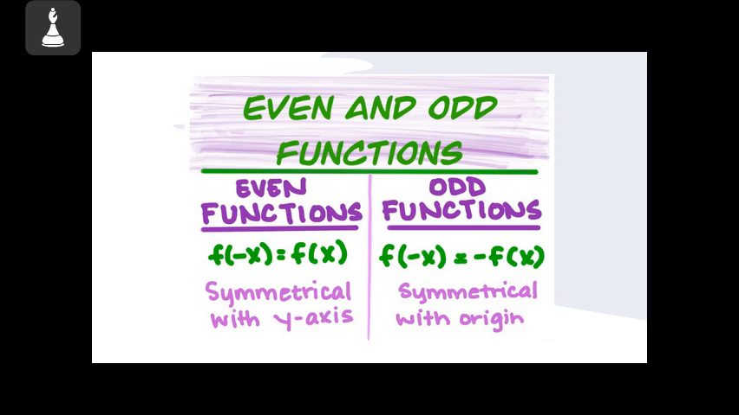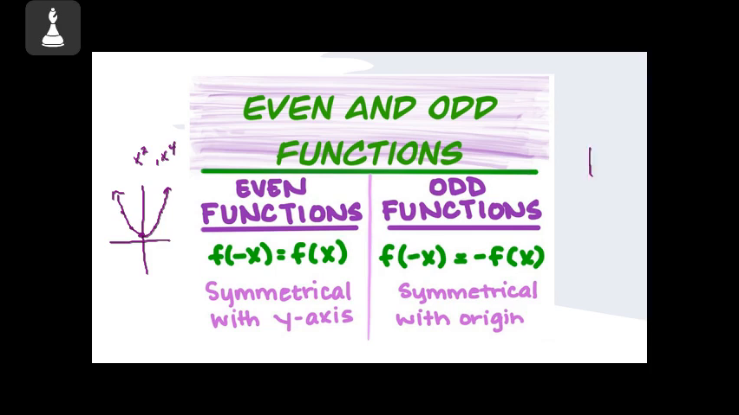So looking at graphs, an even function like this is symmetric about the y-axis. I have the low point here, and then I mirror everything on the other side. Even functions have all even powers. So x squared, x to the fourth, that makes them even.